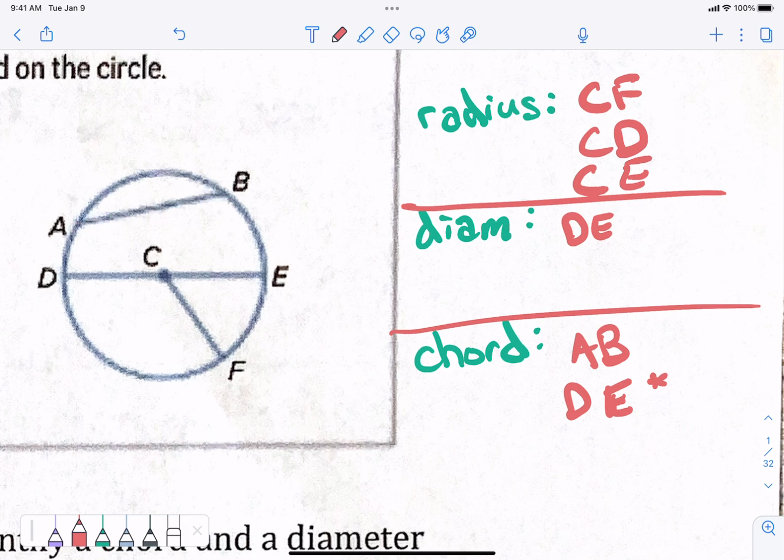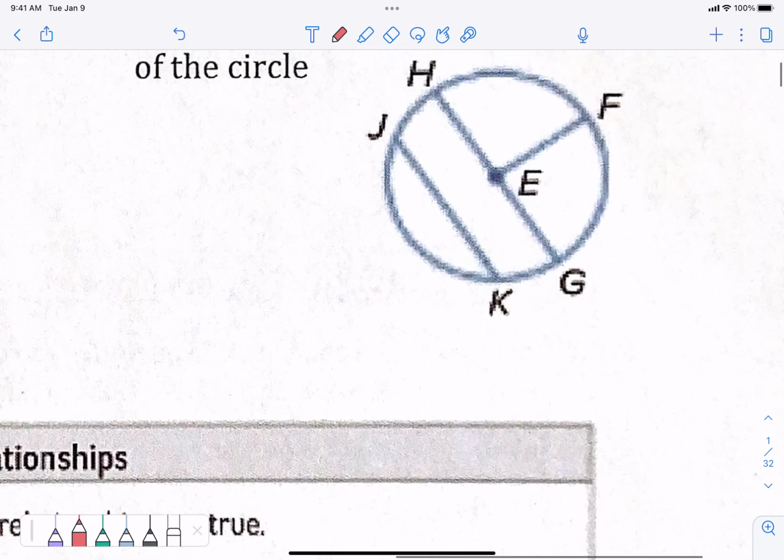Okay, so those are my three main pieces. What's the relationship between a radius and diameter? Radius is half the diameter, or diameter is double the radius, right? We know that, right? Okay, all right, let's go answer some questions.